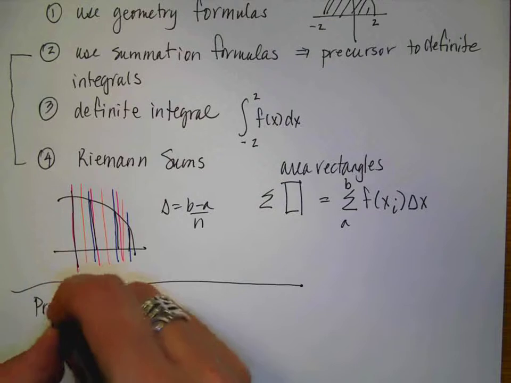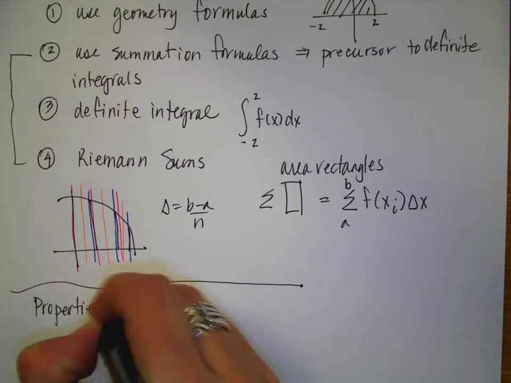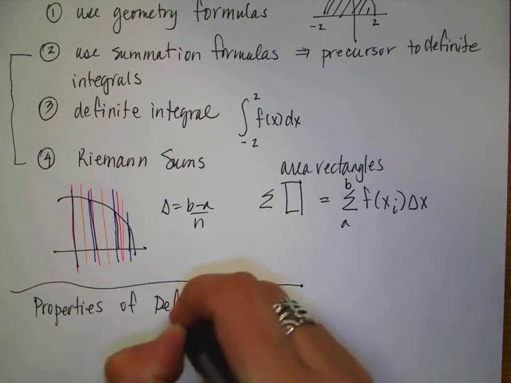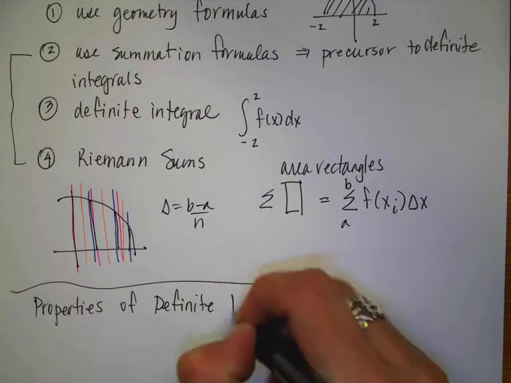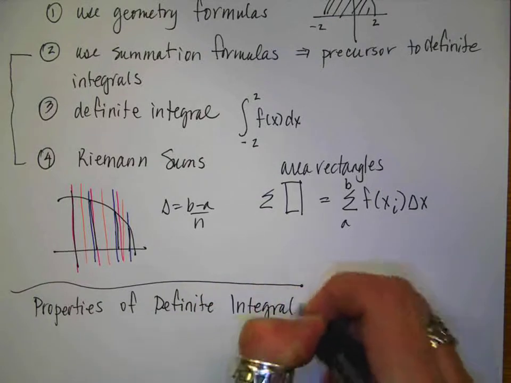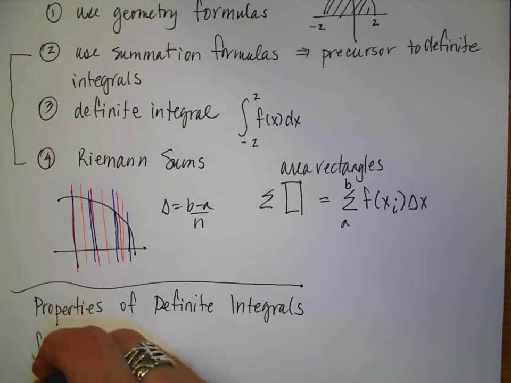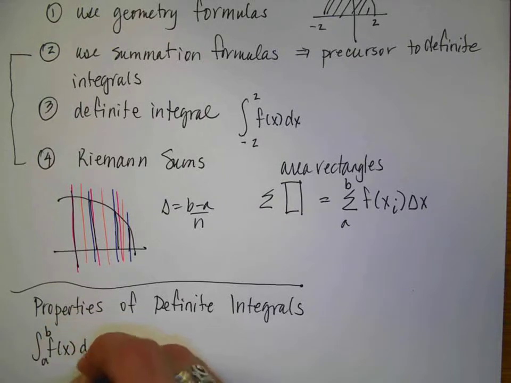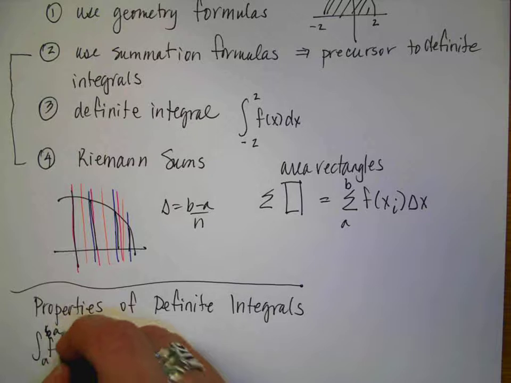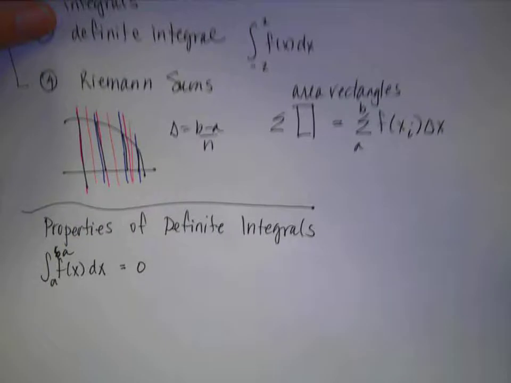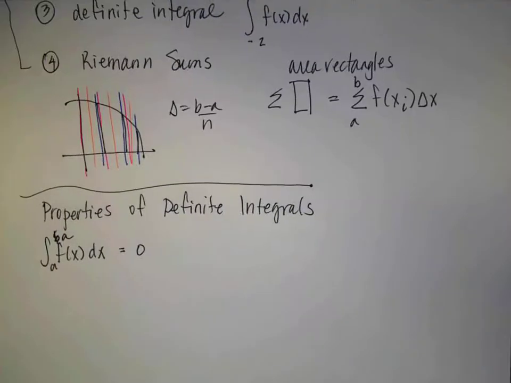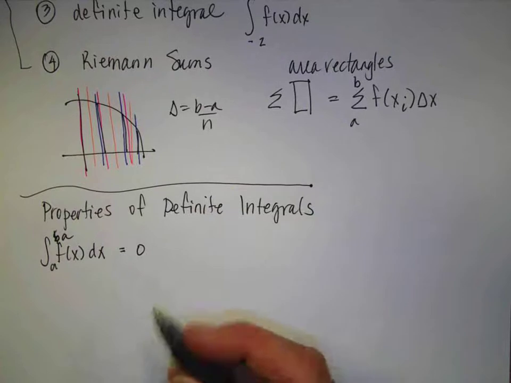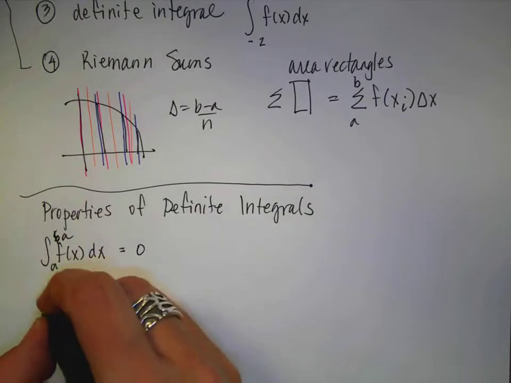All right, so now we're just going to get some information about properties of our definite integrals. All right, so I can integrate from a to b of f of x dx, and I could get 0, right? Oh, sorry, my bad. That's got to be wrong. It's got to be a to a. Okay, that's just creepy. I don't know why we do that, but there you go.